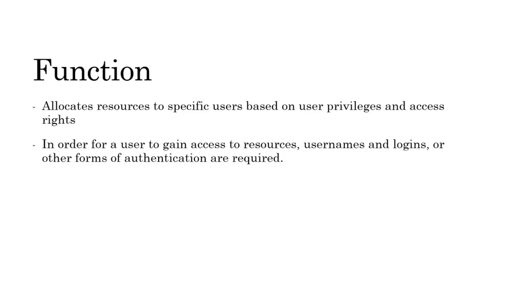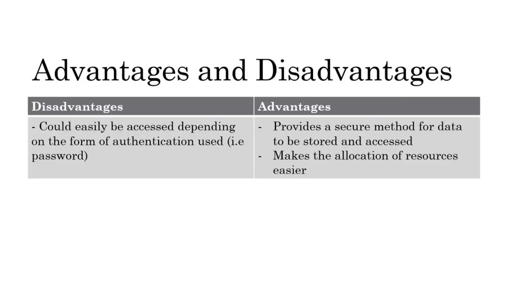privileges. So say, for example, you have a computer in which there are multiple student logins, right? Or when we used to have the PCs at school, you would have multiple students logging into one computer. Each login of the student that would log in to a computer would have different access rights depending on their login. So, as I've mentioned before, in order for a user to gain access to the resources, usernames and logins or other forms of authentication, such as fingerprint, when we go onto our phones, say for example, fingerprint or biometrics can be used to get access to these resources.